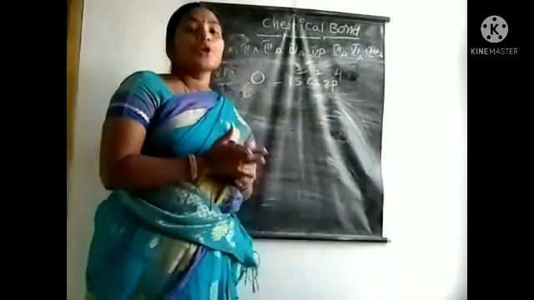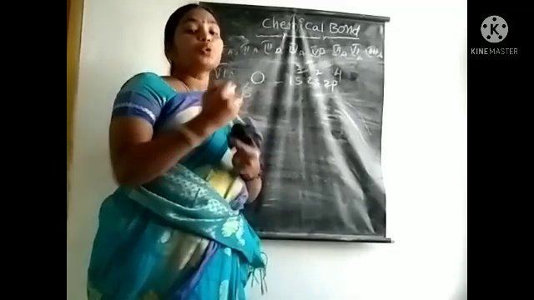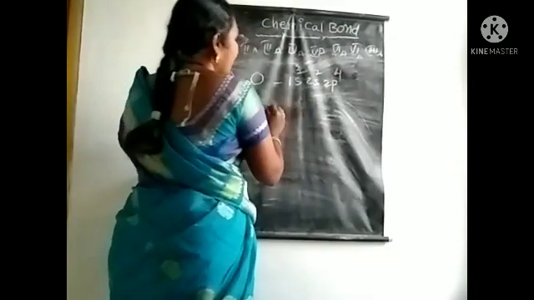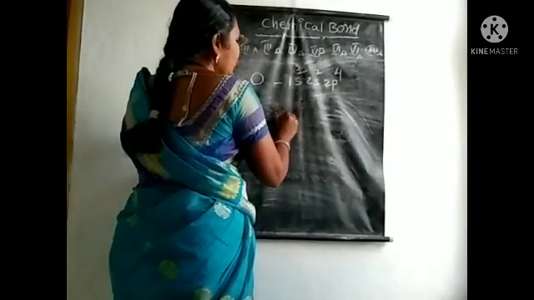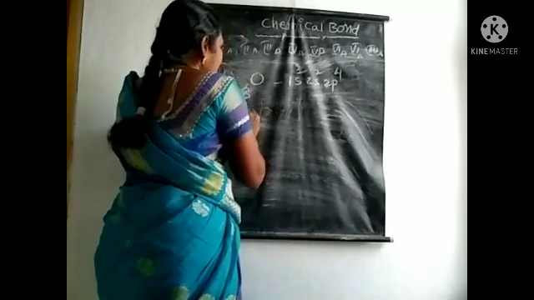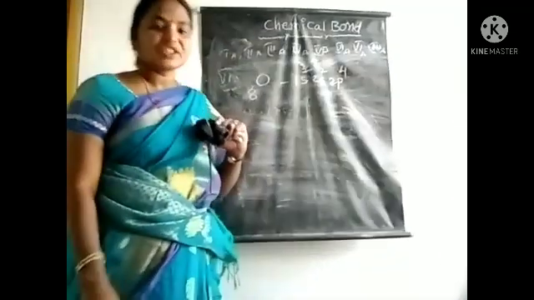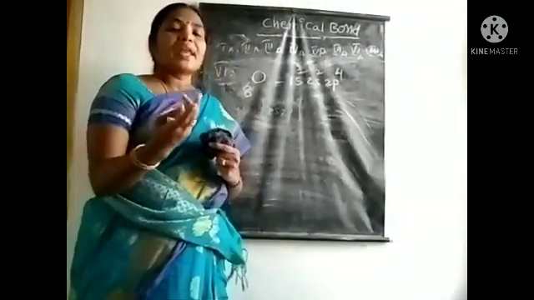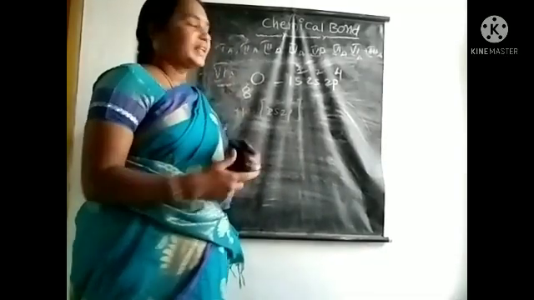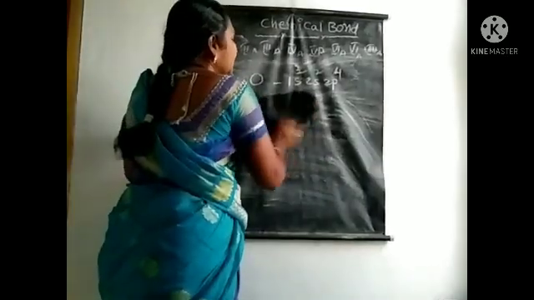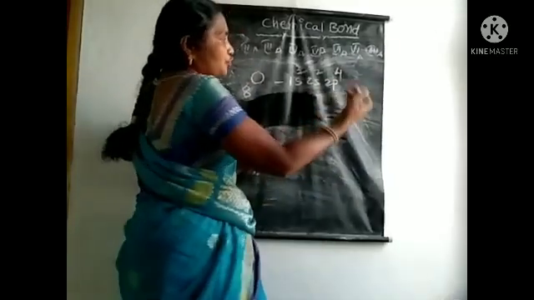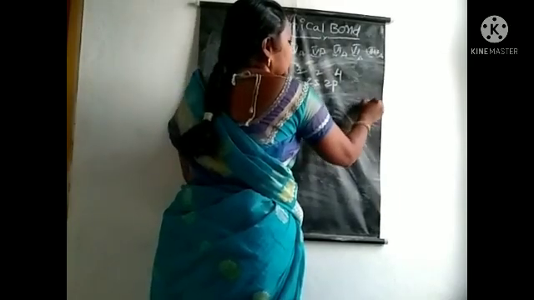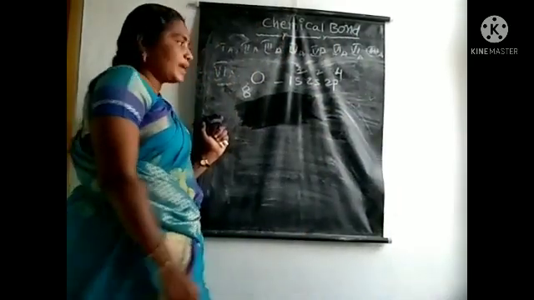Oxygen wants to gain 2 electrons to attain the nearest inert gas configuration of neon, 1s2, 2s2, 2p6. That is why oxygen tries to gain 2 electrons and becomes O2-.